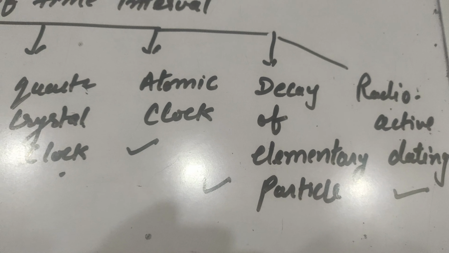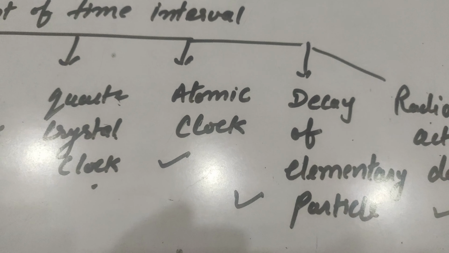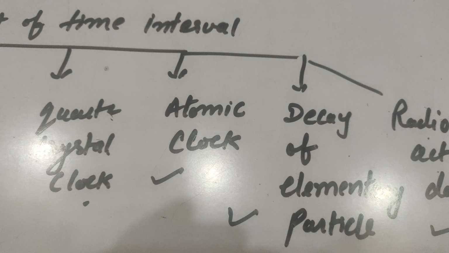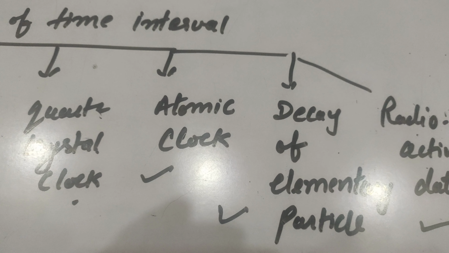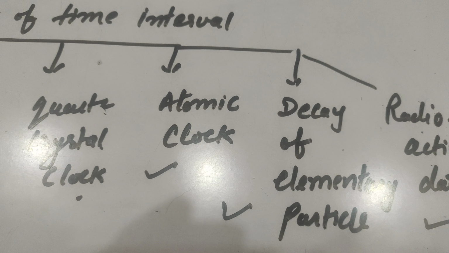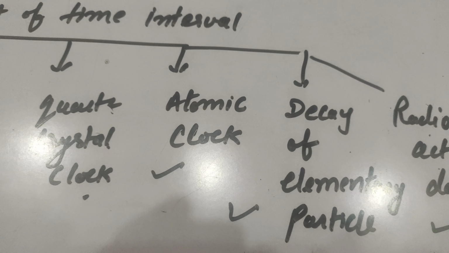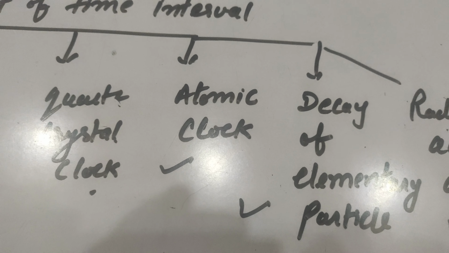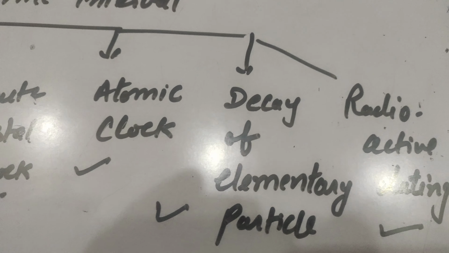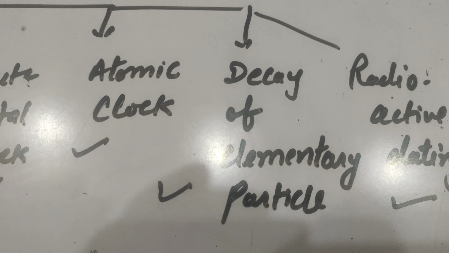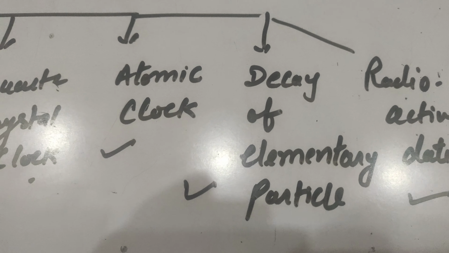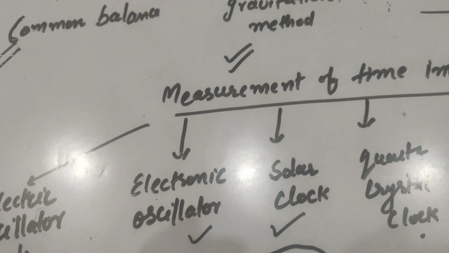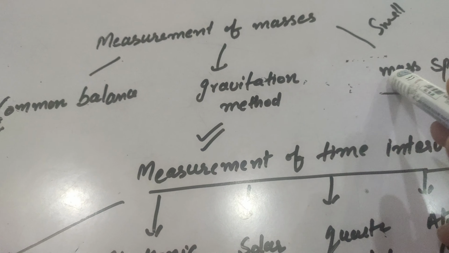Both of these methods are used to measure large time intervals. The decay of radioactive elementary particles is used to measure small time intervals in the range of 10 raised to power minus 16 to 10 raised to power minus 25, while radioactive dating is used to measure time intervals as large as 10 raised to power 70. So there are different methods which are used to measure the time interval, and different methods to measure masses.